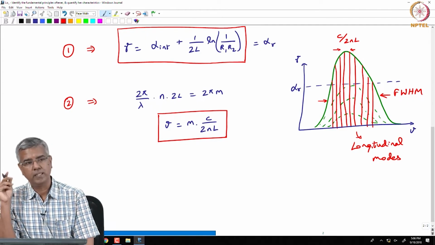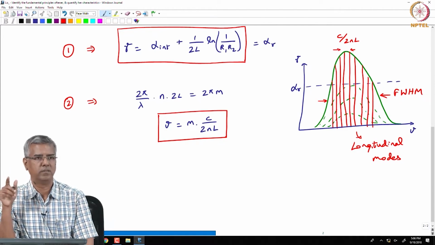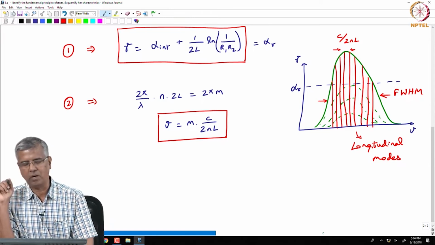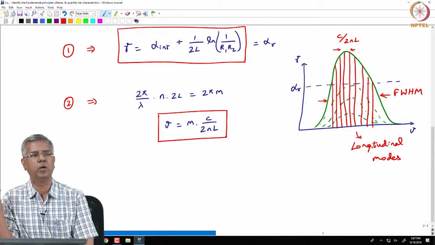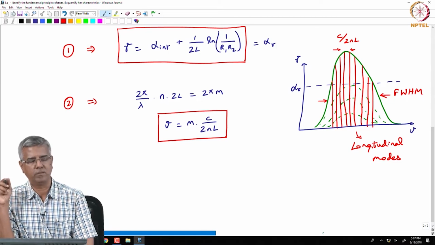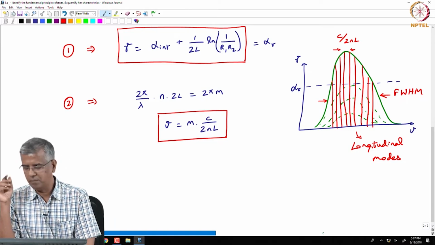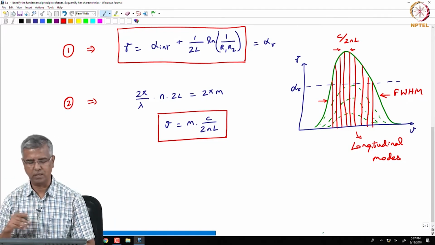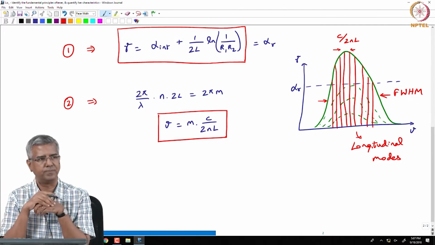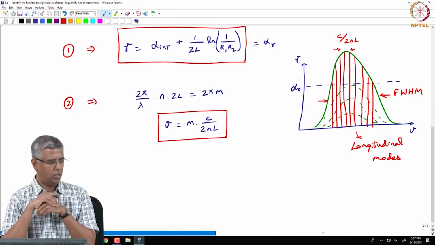Now, of course, under some very special conditions, you can have only one mode oscillating within the cavity as well. We will come back and look at that special case later on. If there is only one longitudinal mode operating in the laser, that will correspond to a very narrow line width, and those would be called single longitudinal mode lasers. But how we get that and all are details that we can come back to later on.